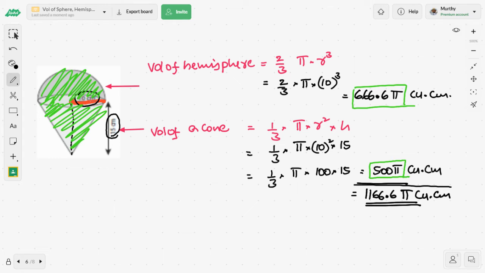So again, I'm repeating: in combination of solids, you may see that this is made up of two different figures. We know how to compute hemisphere volume, and we know how to compute cone volume. If you combine these two, combining means adding them together, then you get the answer. As simple as that. Questions on this?